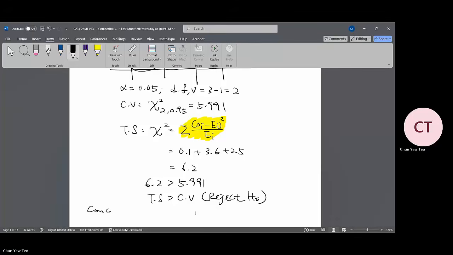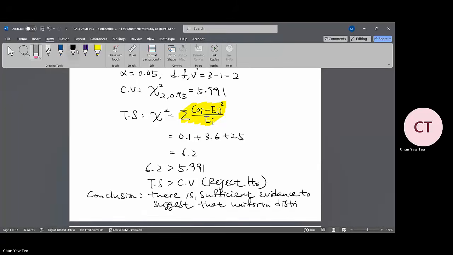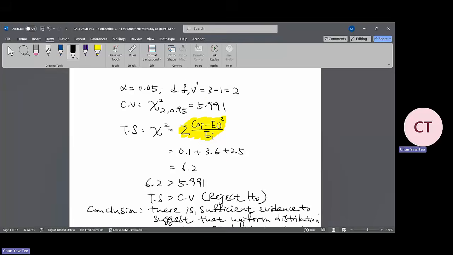Okay, so conclusion. There is sufficient evidence to suggest that the uniform distribution is not a good fit to the data. Done. So this will be the answer for question number 1.